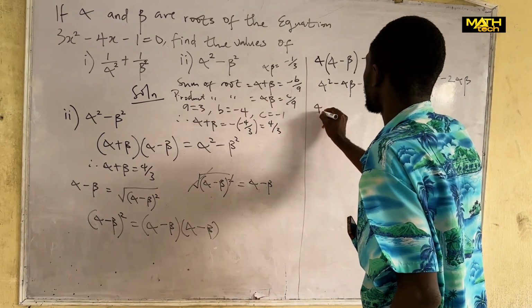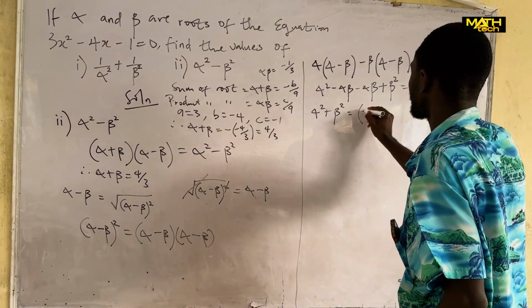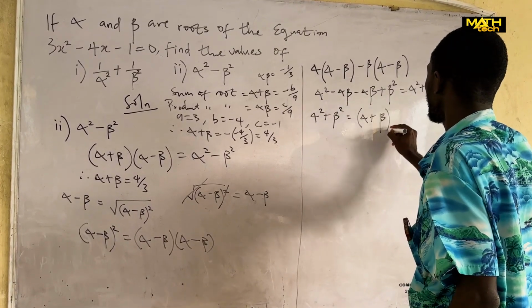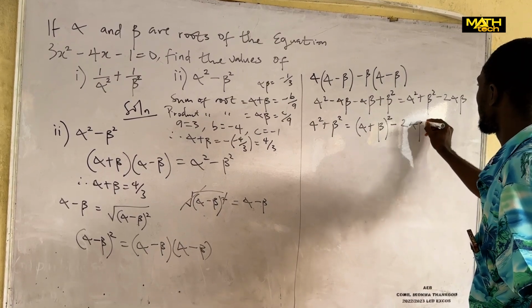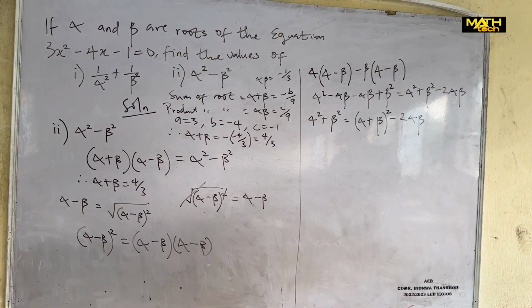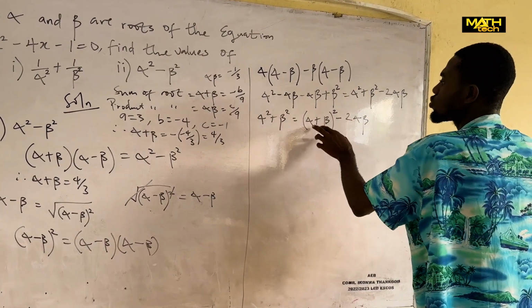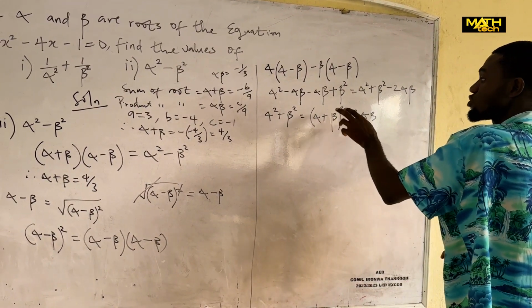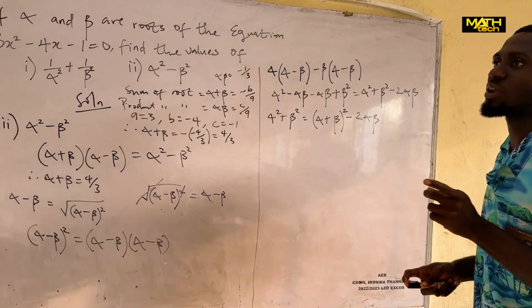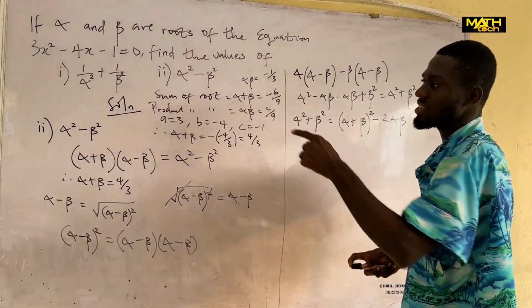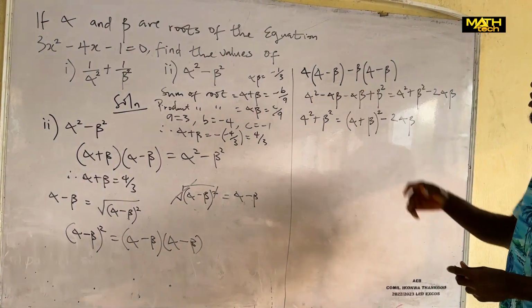Don't forget that alpha square plus beta square is equal to bracket alpha plus beta all square minus 2 alpha beta. Please go back and watch the last problem solving video we did where we solved for I. I think that's where we resolved that.